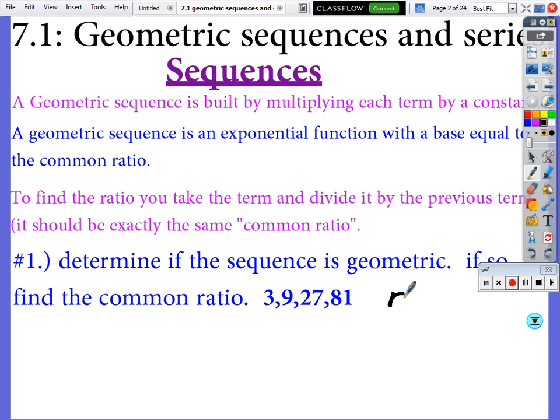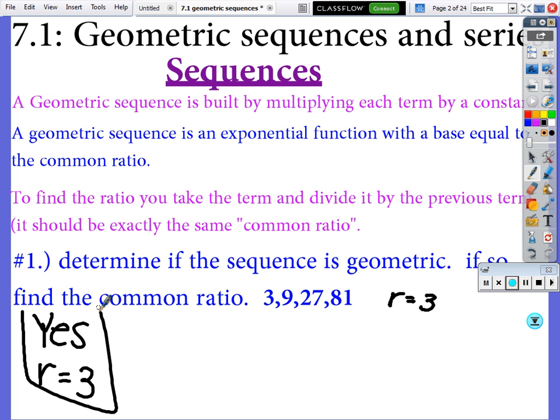Good. We're multiplying by 3. You're right. 3 times 3 is 9. 9 times 3 is 27. 27 times 3 is 81. So our common ratio is 3, so this is geometric because we were multiplying by 3 every single time to get from one term to the next. So you would say yes, and then your ratio was equal to 3. That would be your final answer.